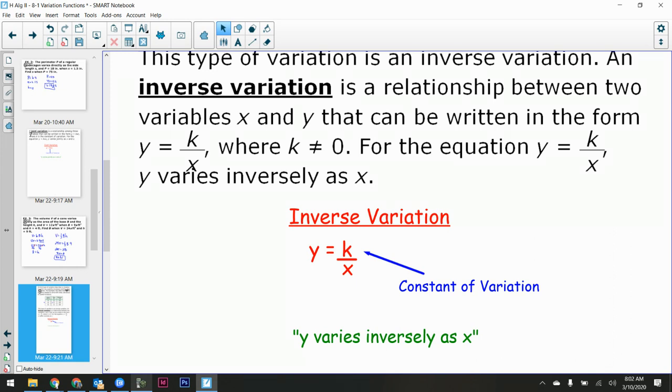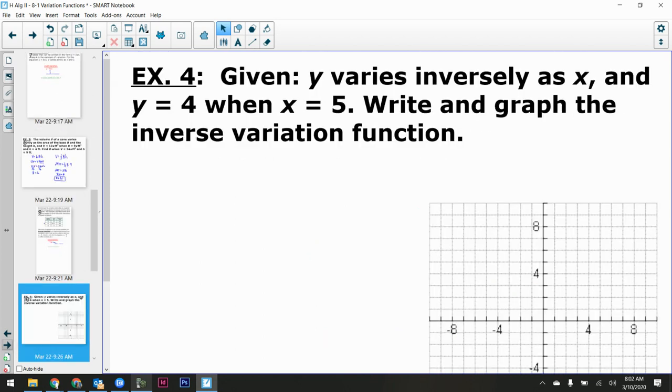All right. Can we try an example of this? It's time. Given y varies inversely as x, and y is 4 when x is 5, write and graph the inverse variation function. Same way of solving as a direct variation. We're going to make the equation y equals k divided by x, and now I'm given a coordinate pair.